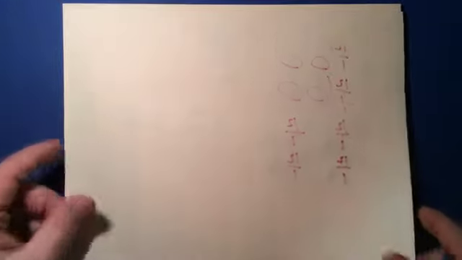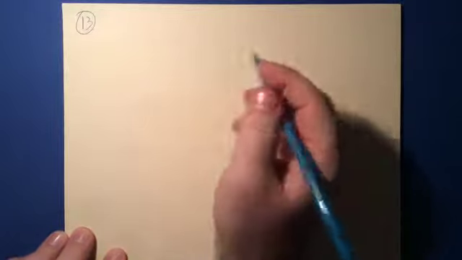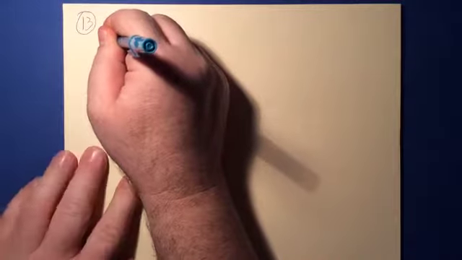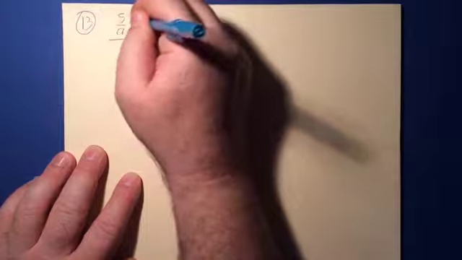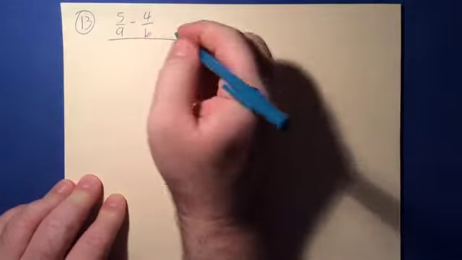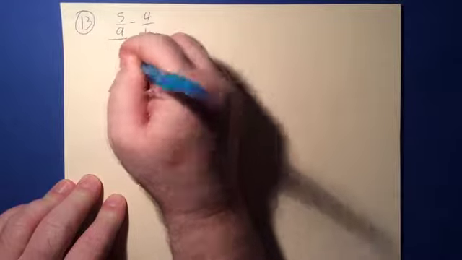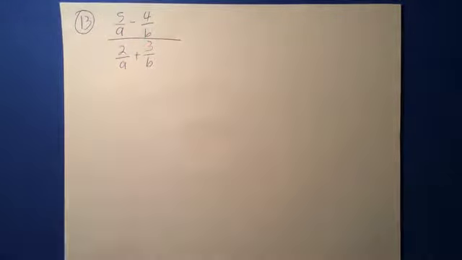And I will get rid of this paper since I used my marker. We're going to go ahead and look at question 13, and I will write it as such. So this is going to be 5 over a minus 4 over b divided by the quantity of 2 over a plus 3 over b. And let's see how much we can go ahead and simplify that.